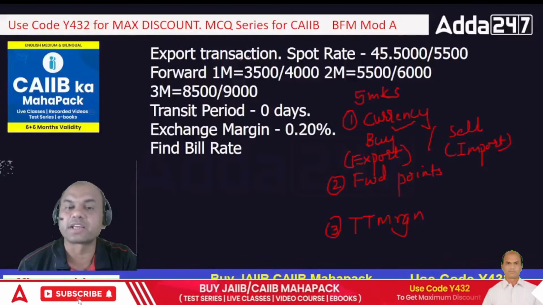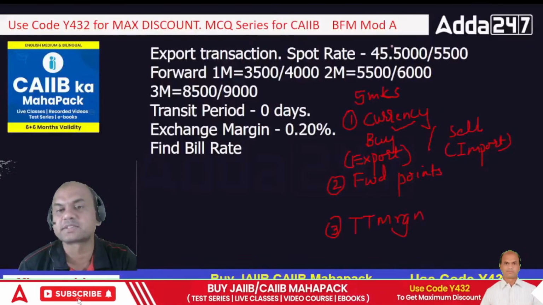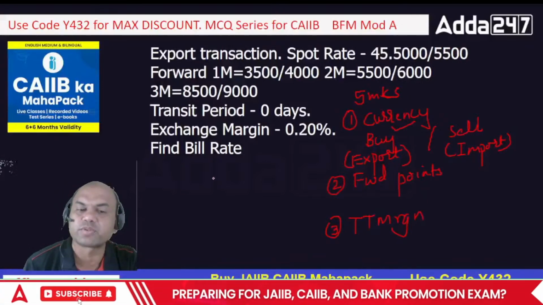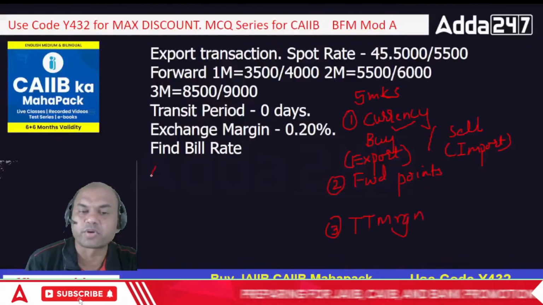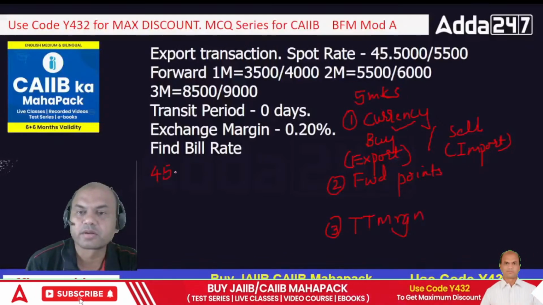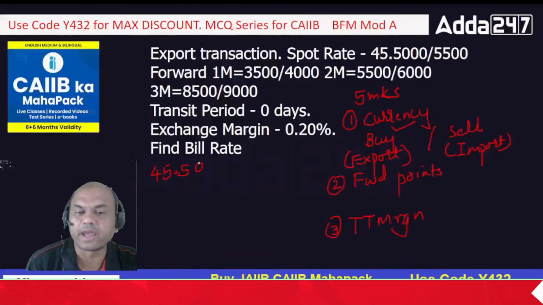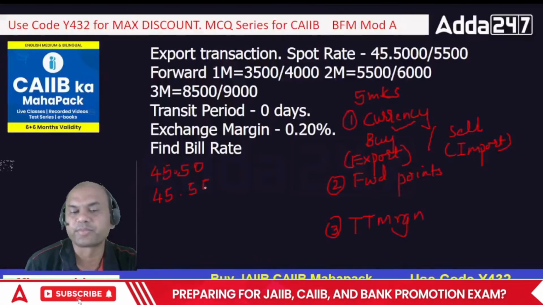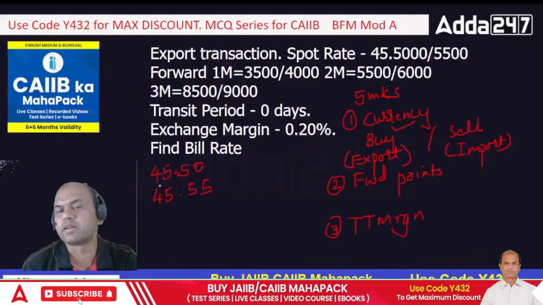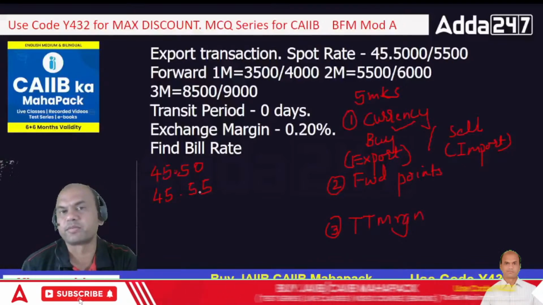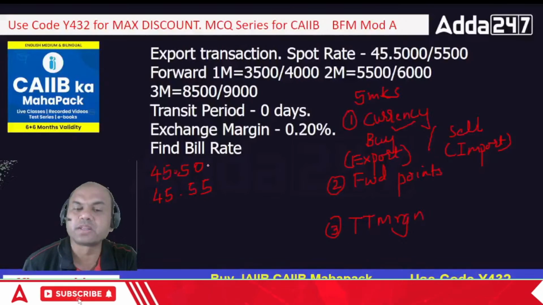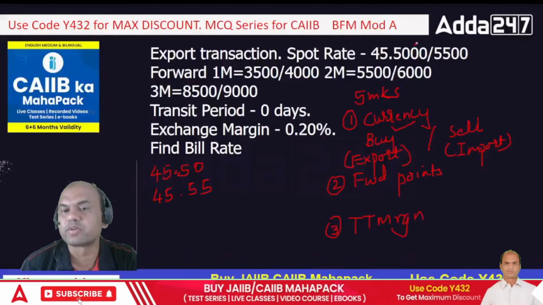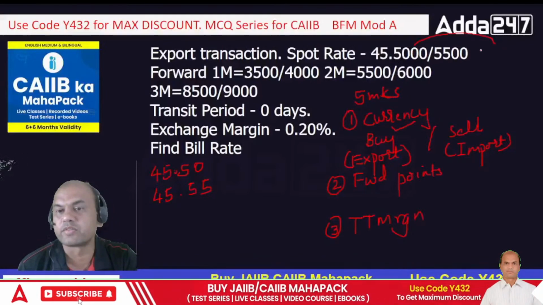So the question is, an export transaction is given, and the spot rate is given as 45.5055. When I say 45.5055, it actually means 45.50 and 45.55. This is the meaning. The 45 is not written every time, so 5055. So what does this mean? Whenever there are two rates, the left one is always for buy.